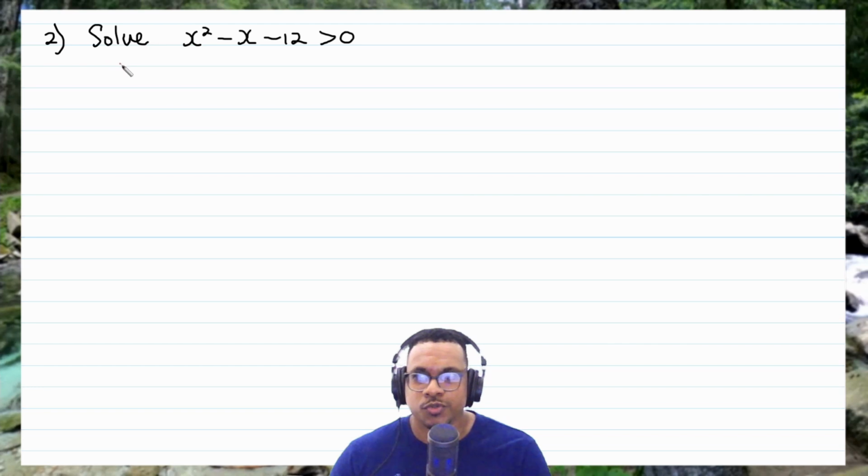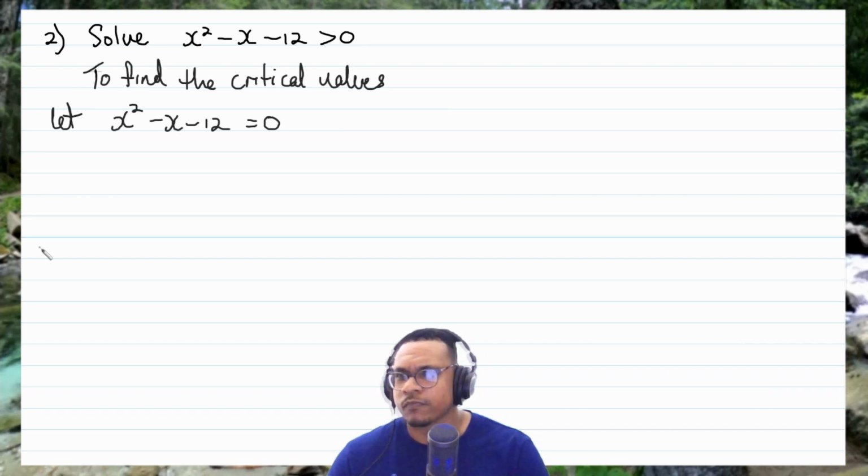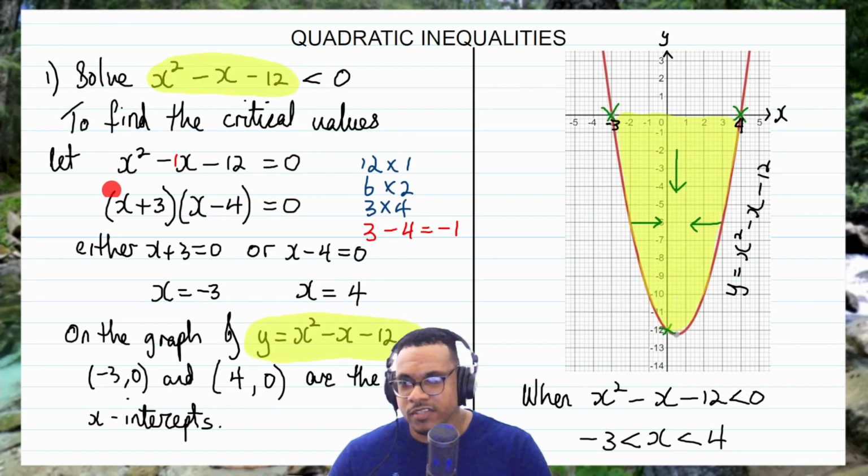So now in question 2, I have to solve x squared take away x take away 12 is greater than 0. So the only difference between question 2 and question 1 is that in question 1 we had less than 0, and in question 2 now I have greater than 0. So the critical values would be the same. So to find the critical values, we'll let the quadratic be equal to 0. So we already solved the quadratic here, so we know the answers will be x is equal to -3 or x is equal to 4.